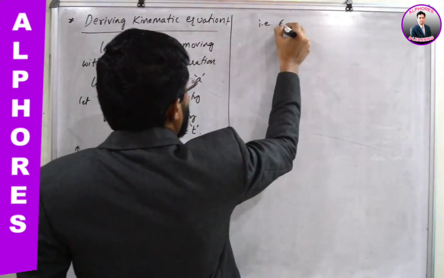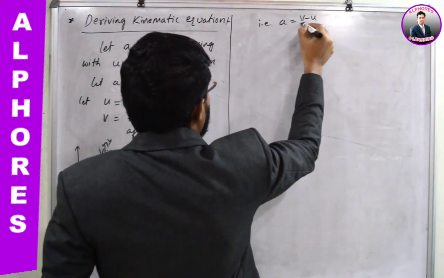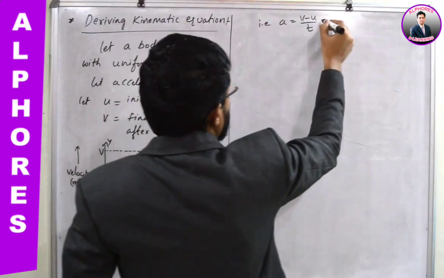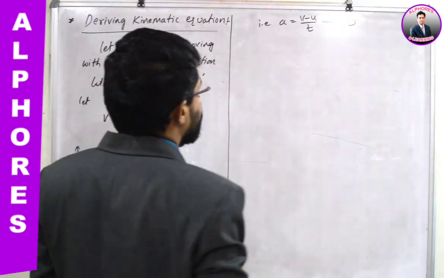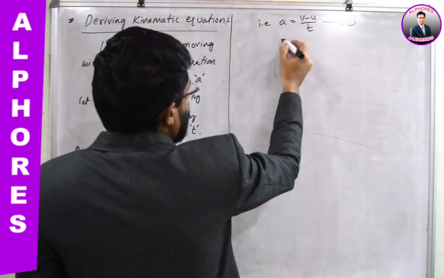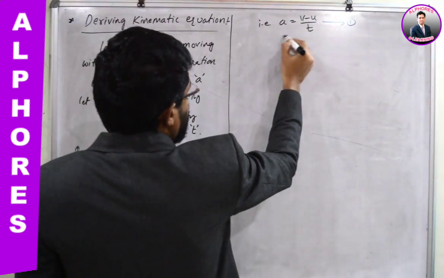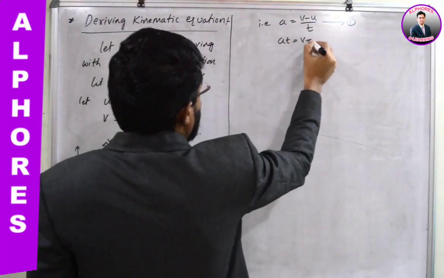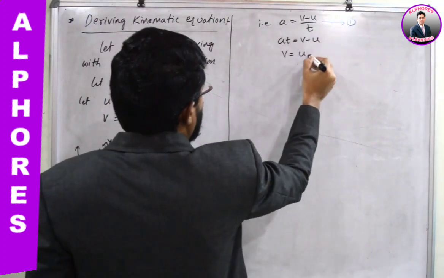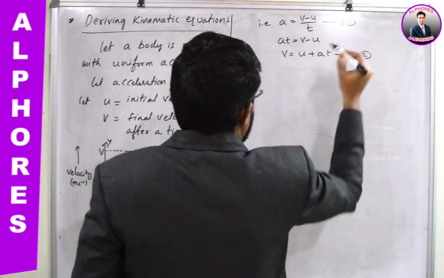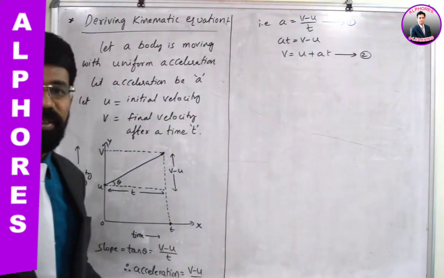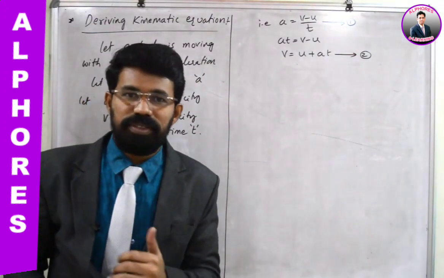That is, a is equal to (v minus u) by t. I will take this as equation number 1. Look at this equation. I am going to modify this a bit. This can be written as at is equal to v minus u, or v is equal to u plus at. Let us take it as equation number 2. This is one of the kinematic equations, isn't it? v is equal to u plus at.